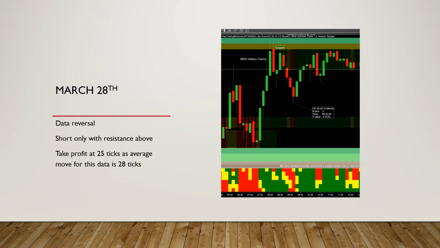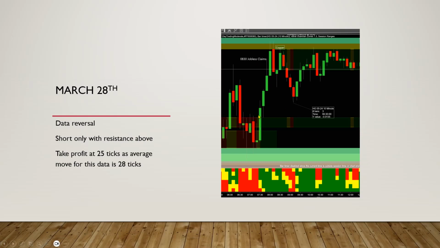So the next one, March 28th. So again, the homework is very thorough. We do the pre-recorded education, then we do a live session, then they go away and do the homework that I set. And this is a really good example of how to get that homework done. So March 28th, data reversal, short only with resistance above. Again, following the rules. It's not rocket science here.